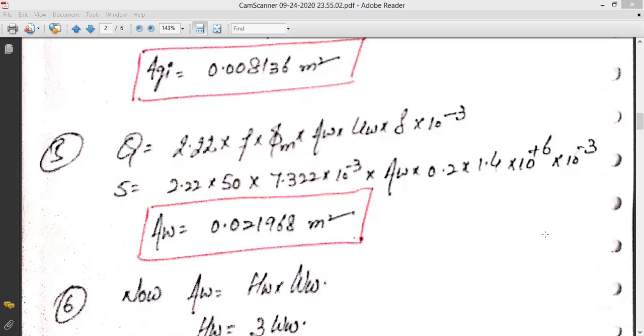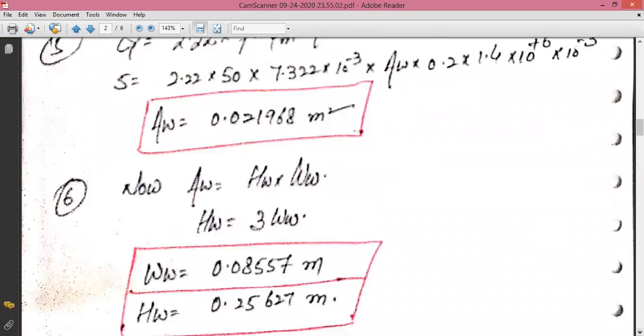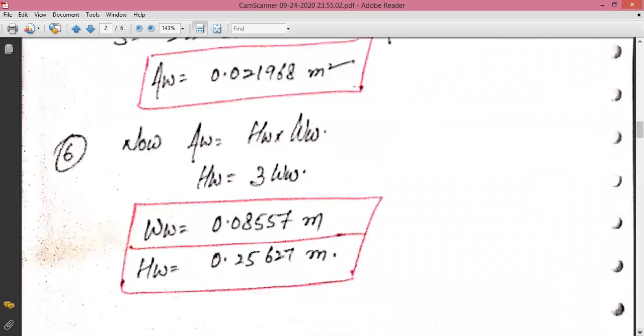Okay, now we have to separate this AW in terms of HW and WW, and we know that AW will be equal to the product of HW and WW. In this numerical we are given that HW is equal to 3 times WW. Now I can use this value, and after that we get WW equal to 0.08557 and HW equal to 0.25627.